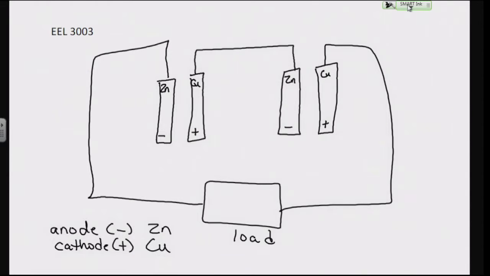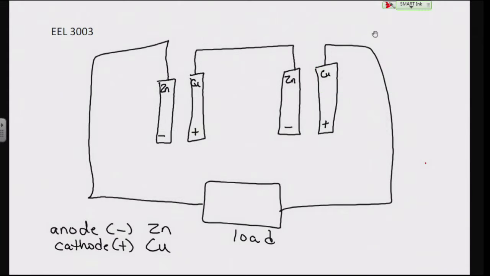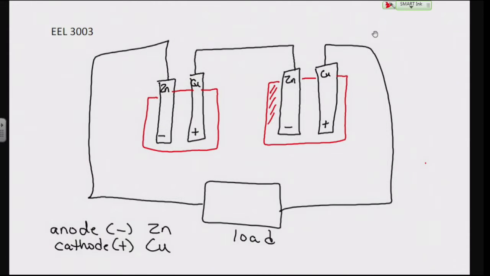and connect this back. Now, I'm going to switch colors for clarity here. So each one of these has to sit in some sort of acidic environment for the exchange of electrons to happen here. So now this is some sort of acidic environment the anode and cathode are living in to make up our little battery cells.